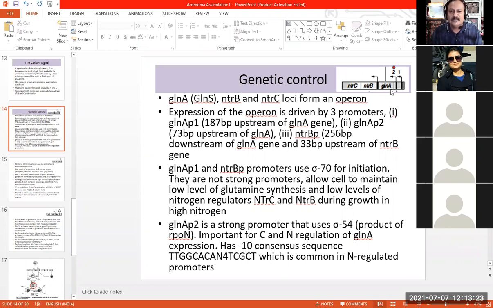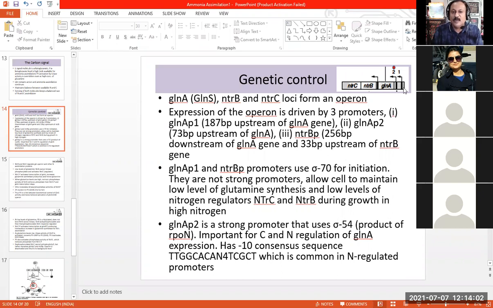So let us again see something about these genes. This is an operon, and it contains 3 different gene loci. This operon is driven by promoters. Can you see promoter 1 here? This sequence is a promoter sequence. This is number 2, another promoter, and this sequence here is the third promoter. The promoter number 1 is GLNAP1.